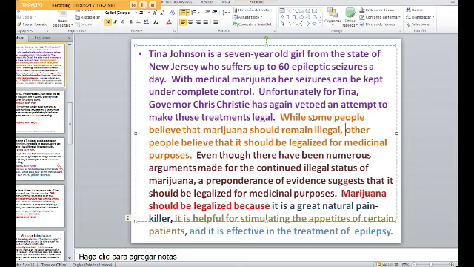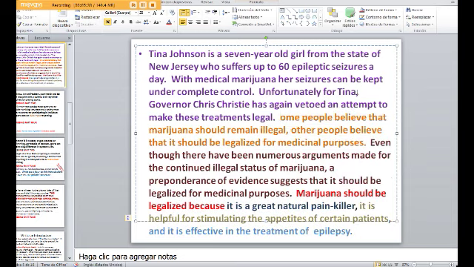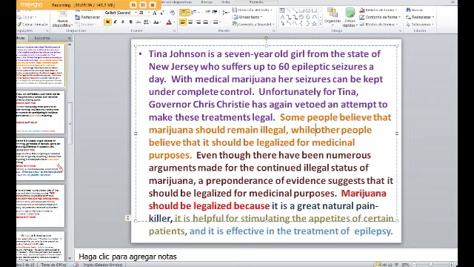Something that's nice about this contrast word while is that you can put it in the middle. For example, we could change this to: some people believe that marijuana should remain illegal, while other people believe that it should be legalized for medicinal purposes, and there's no difference in the meaning.